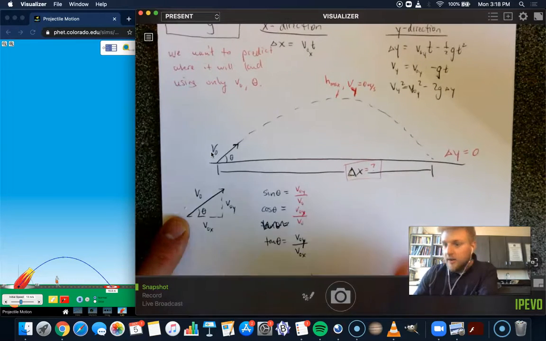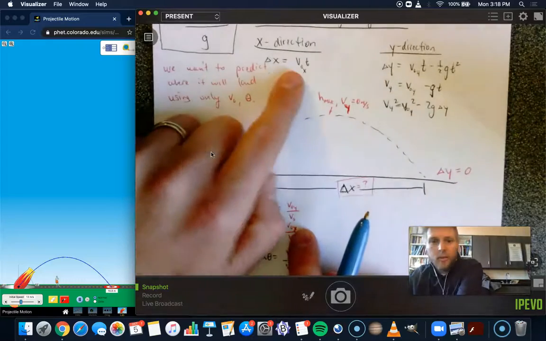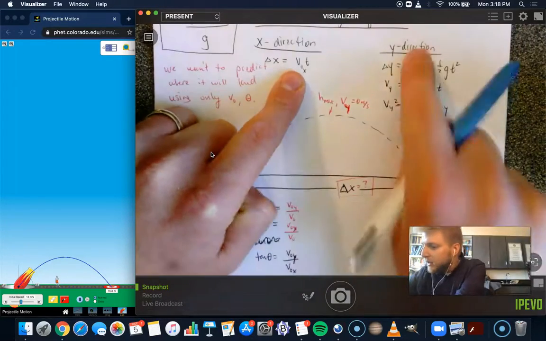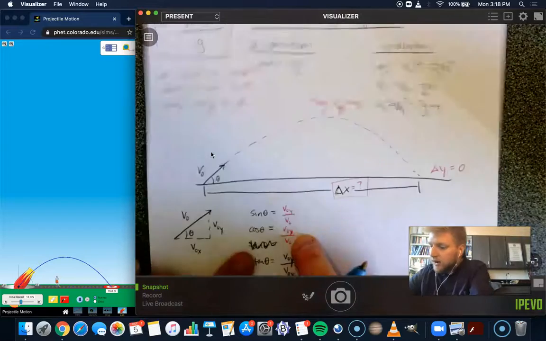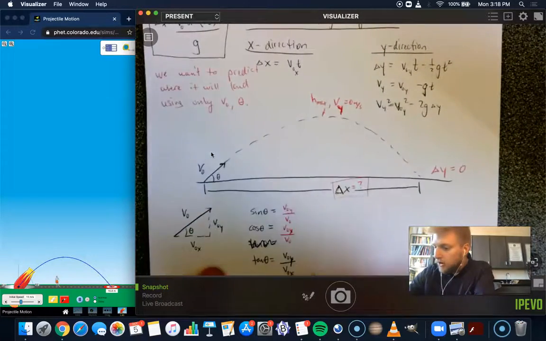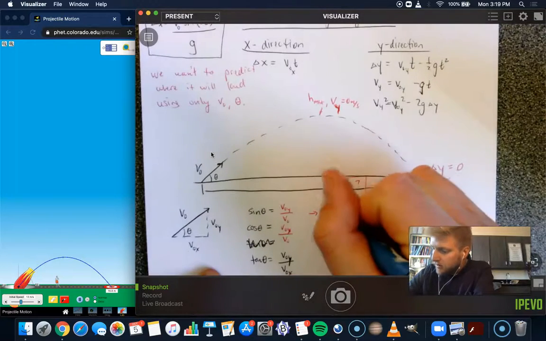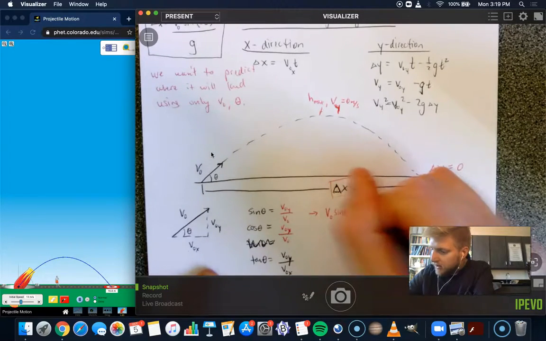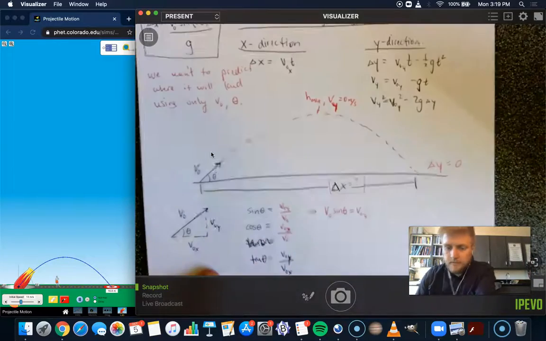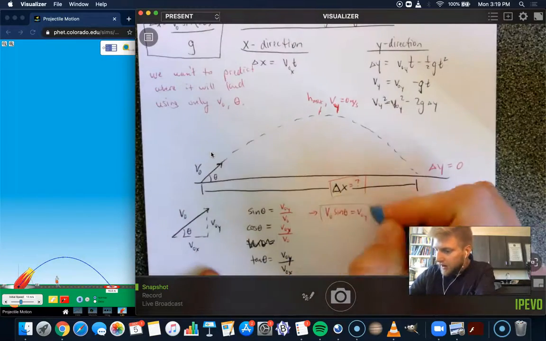Because we're going to need it here in just a moment, you'll notice that in this equation we need v naught x, and in these equations we need v naught y. Let's solve these since they involve those two terms. If I multiply both sides by v naught, I end up with v naught sine theta equals v naught y. That's really nice. We're going to need that information.